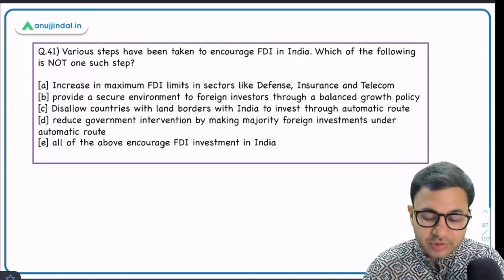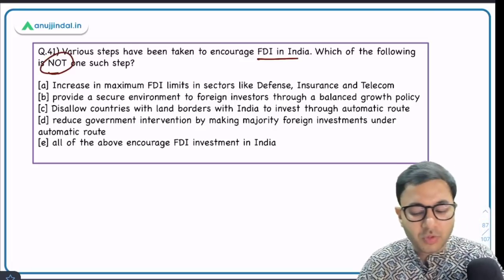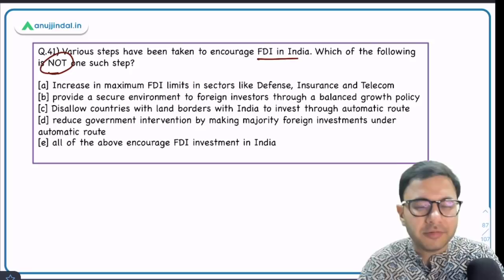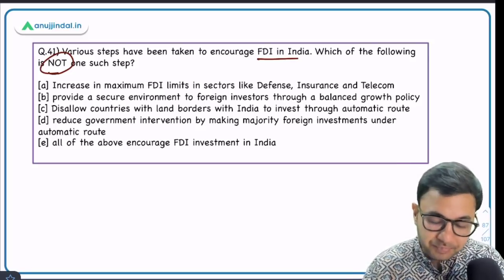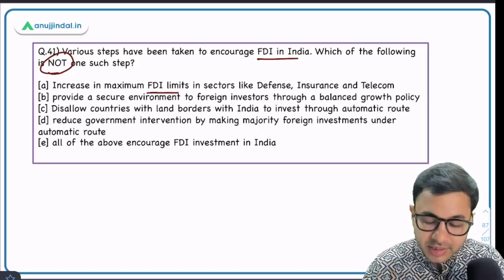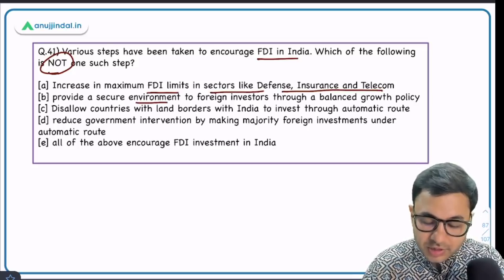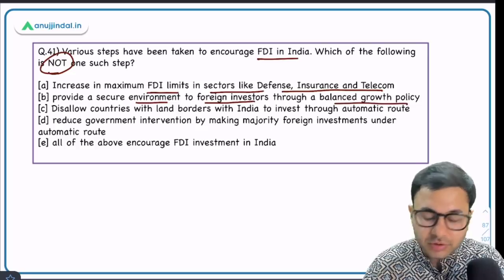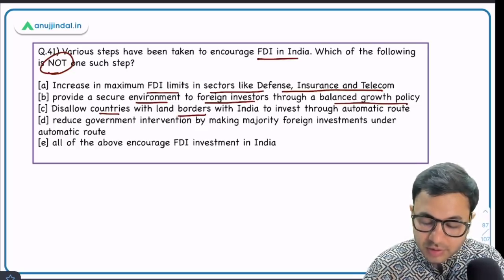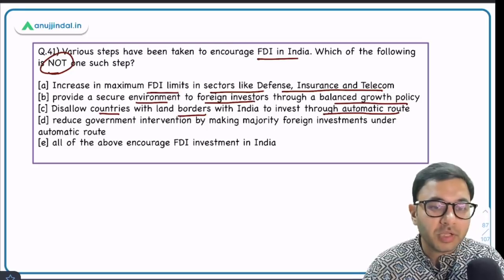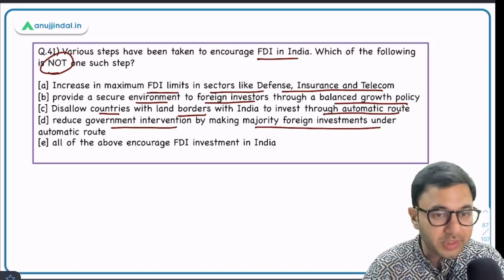Question 41. Various steps have been taken to encourage FDI in India. Which of the following is not one such step? Bahut sare steps liye gaye hain FDI ko encourage karne ke liye. Kaun sa wo step nahi hai? Increase in maximum FDI limits in sectors like defense, insurance and telecom. Provide a secure environment to foreign investors through a balanced growth policy. Disallow countries with land borders with India to invest through automatic route. Reduce government intervention by making majority foreign investments under automatic route.